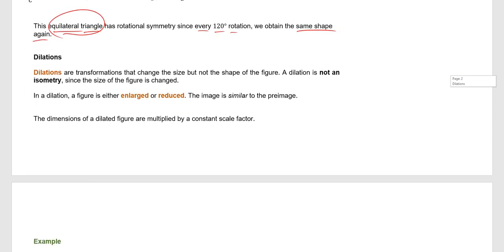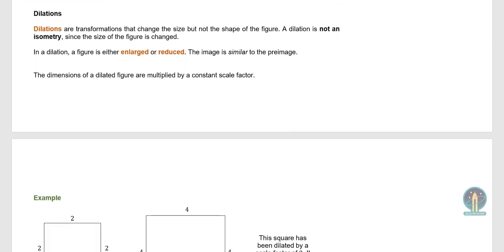Now we want to talk about dilations. Dilations are transformations that change the size but not the shape of the figure. So a dilation is not an isometry since the size of the figure is changed, okay? The size is changed. Remember, for isometric transformations, the size is not changed.